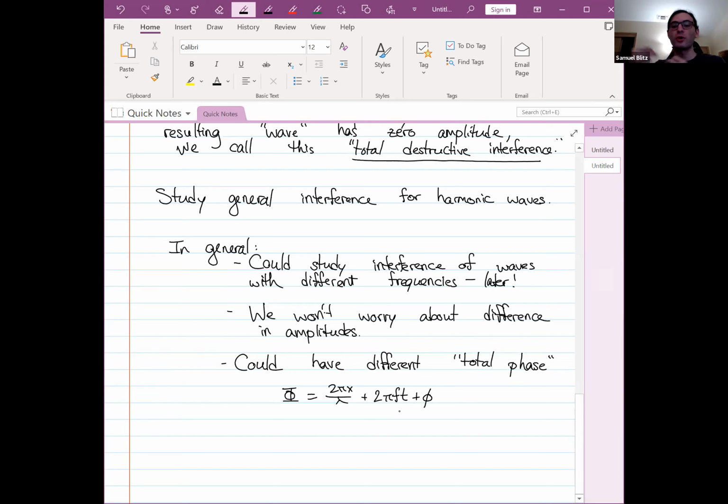So the total phase can be different if they are turned on at different times, if they started at different positions, that's x, or if they just started at the same time and the same position, but they had different phase constants. So we're just going to study what happens when they have different total phases, but they move at the same rate. They have the same speed, they have the same frequency, and so on.